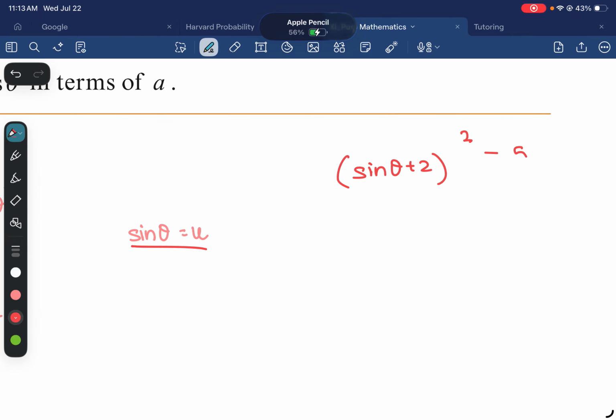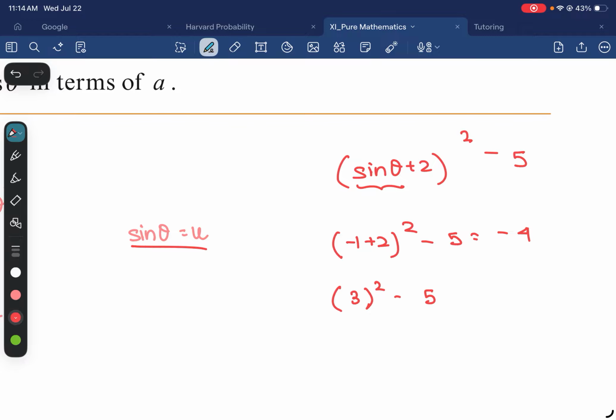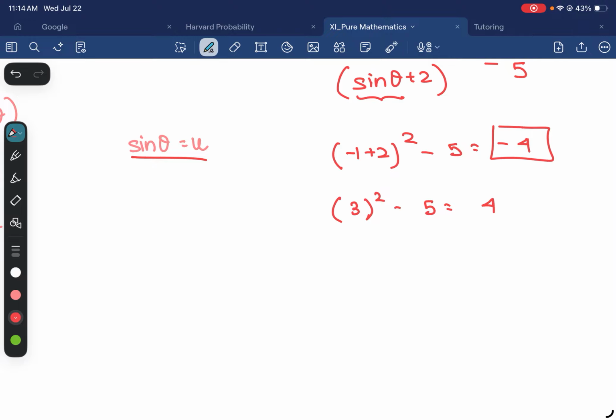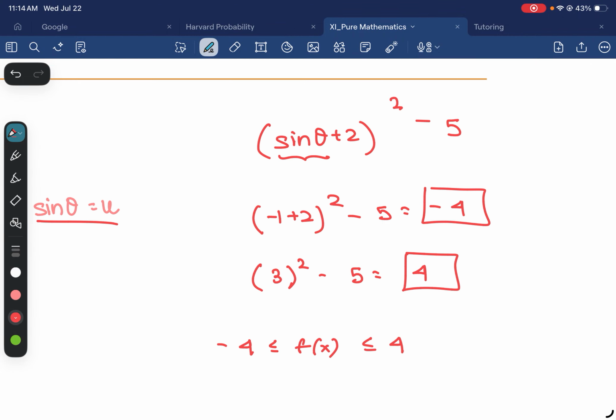All right. So we have this expression, right? Sine theta plus 2 squared minus 5. All right. So now, let's think about this. Sine theta has the minimum value of -1. So let me just put -1 here. And if I solve this, I am going to get -4. And sine theta has a maximum value of +1. So if I put this here, I get +4. So this is going to be the minimum value and this is going to be the maximum value. So that is another way to figure this out. But you have to be very careful with this method as well.